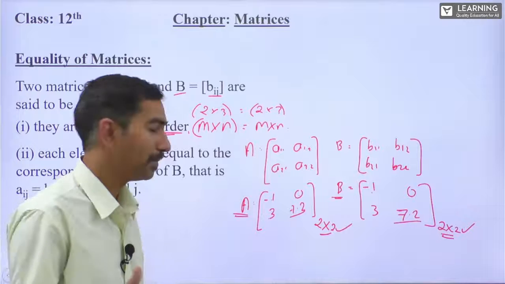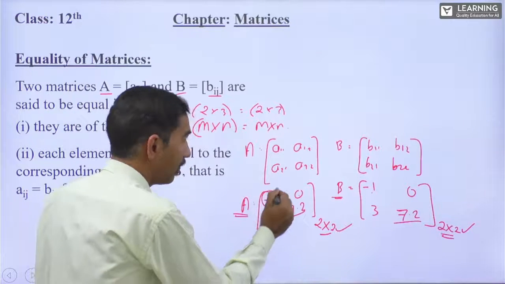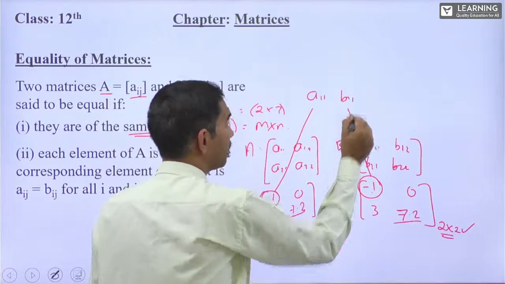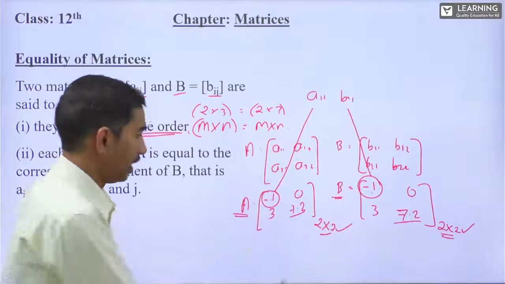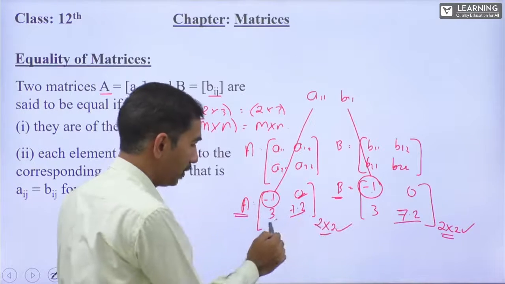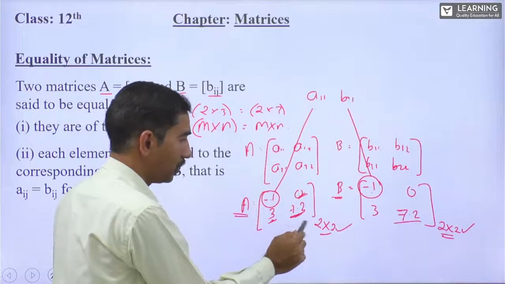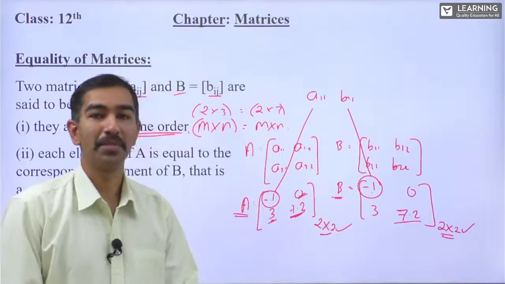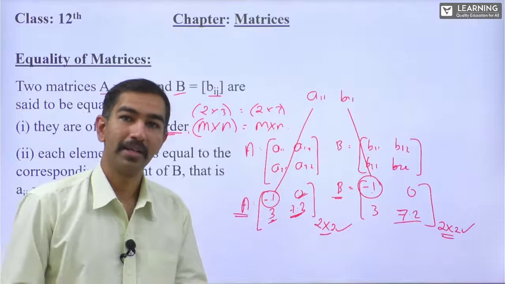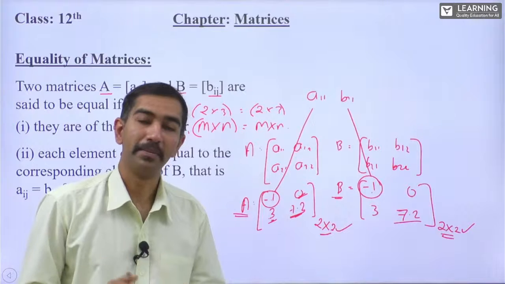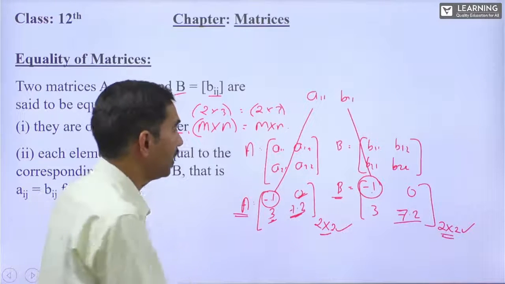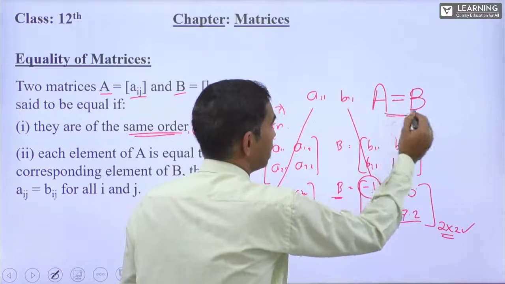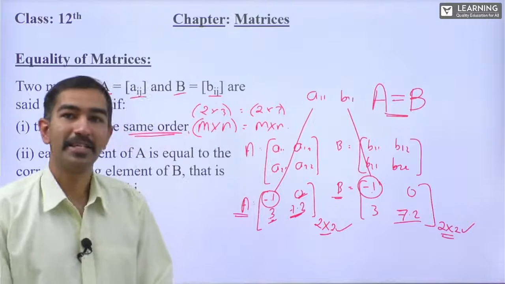Corresponding elements are same, right? Means what? Corresponding elements. What is this element called as? A11. What is this element called as? B11. They both are equal to each other. A12 equal to B12, A21 equal to B21, A22 equal to B22. So the elements are also same in both matrix A and matrix B, which means, what can we tell? Order is same, elements are same, which means the matrix is an equal matrix. So how do we denote the equal matrix? Matrix A equal to matrix B. So this is called as equality of matrices.